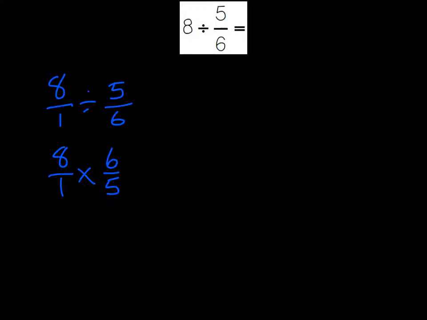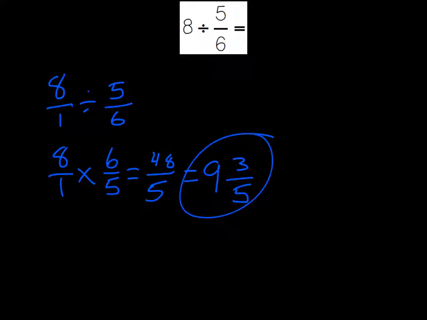Now, see if we can cross cancel. 8 and 5 do not share any common factors, neither do 6 and 1. So we have to multiply. 6 times 8 is 48, and 5 times 1 is 5. Now it's an improper fraction because the numerator is larger than the denominator. How many 5s will go into 48? That would be 9, because 9 times 5 is 45. If we subtract 45 from our 48, we would have 3 left over. So 9 and 3/5 is the answer to 8 divided by 5/6.